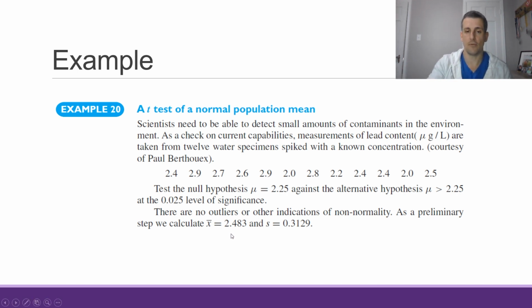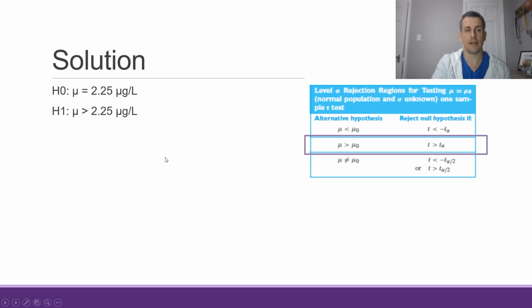So the first thing that we need to do is define our hypothesis. It's given here that mu is equal to 2.25. That's our null hypothesis. And then the alternative hypothesis would be mu is greater than 2.25. That's really where we'll be concerned about the lead levels. So we have our defined hypotheses here, the null and the alternative, and then we need to check the criterion that we're going to use.